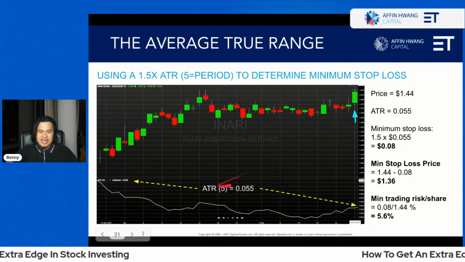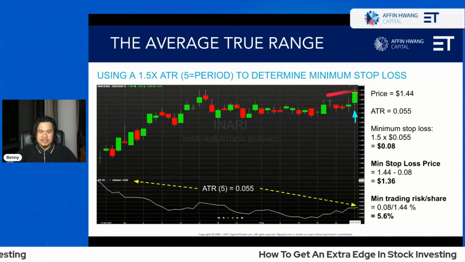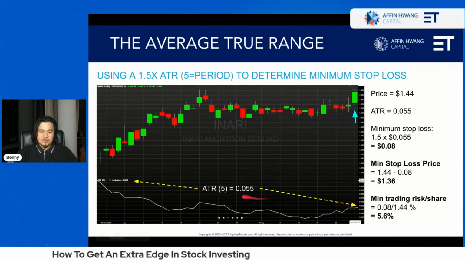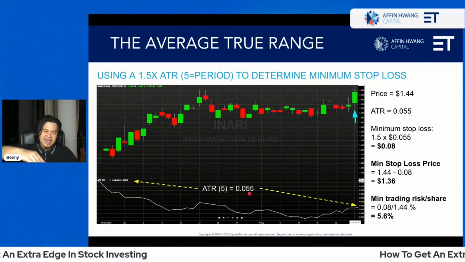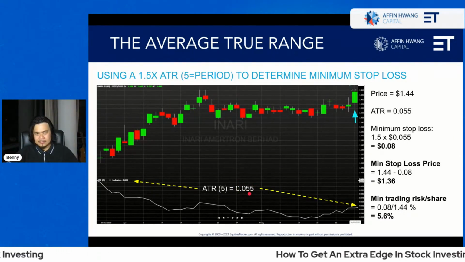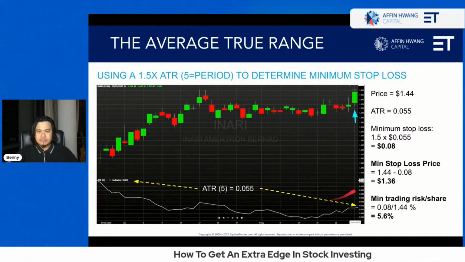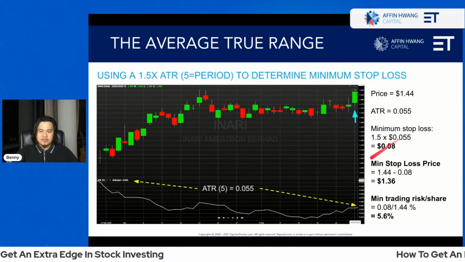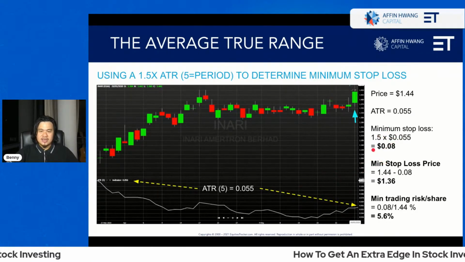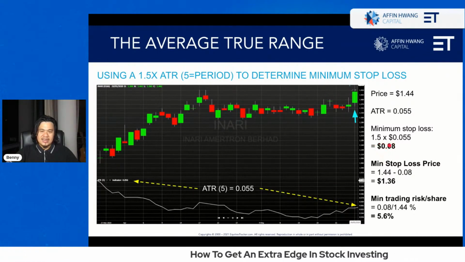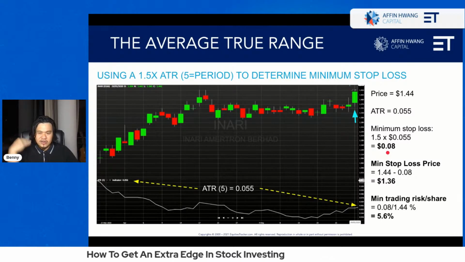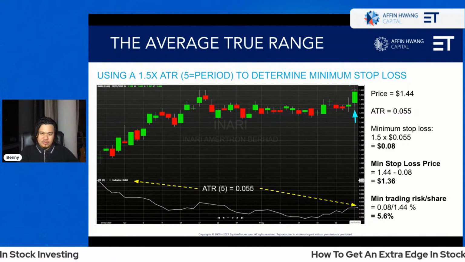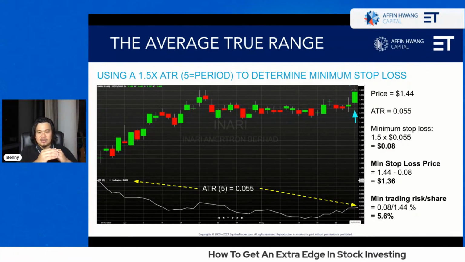So here, the average range for the past 5 days for this counter, you just apply this ATR indicator and look at the current figure. Here it says 5.5 cents. That means the average range for this counter is 5.5 cents. So for my minimum stop loss, I take 1.5 multiplied by the ATR, which is 0.055 or 5.5 cents. My minimum stop loss should be 8 cents. So if my strategy says the stop loss is at 10 cents, no problem, because it meets the minimum 8 cents criteria.